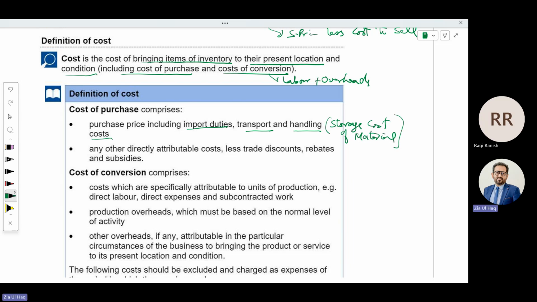Storage cost of material. This transportation is also called carriage inward. Any other directly attributable cost, less trade discount, rebates, and subsidies. If on buying material you received any discount, any tax discount, or any government subsidy, that should be deducted from the cost.